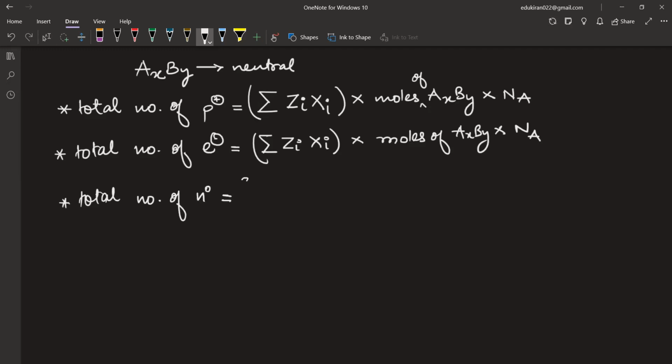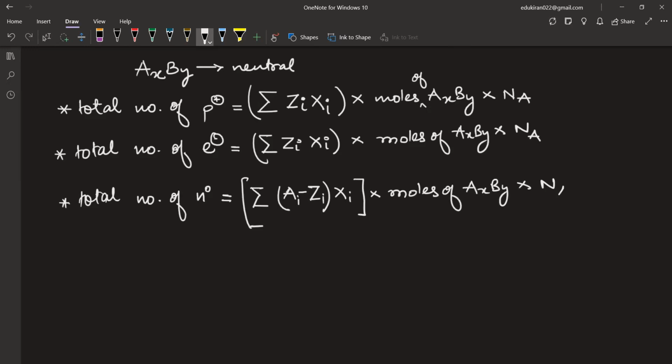it is equal to what? The summation of, first of all, we will find the difference between the atomic mass and the atomic number. Then that will give me the number of neutrons, and then we will multiply with Xi, that means the number of times one atom is present in each molecule, in one molecule. Then I will multiply the number of moles of AXBY times Na. Okay, times Na.